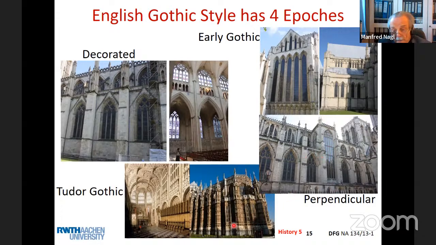Okay, and then we have another Gothic style, which only exists in England. This is Tudor Gothic. England is the country where nearly all churches are Gothic, either from the time from 1200 to 1550, or from the time afterwards in the so-called Neo-Gothic era. So they liked Gothic style very, very much.